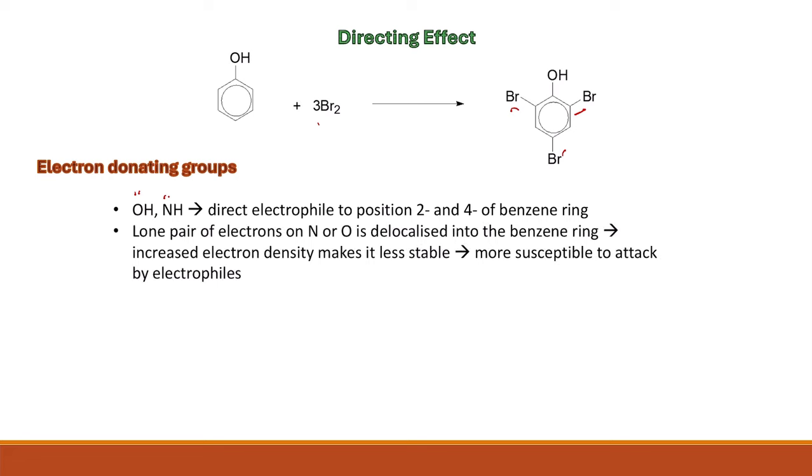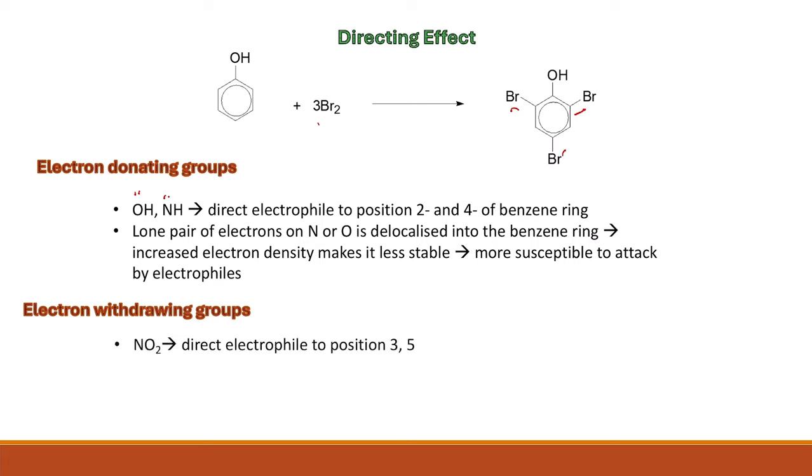Remember, the reason is that the lone pair of electrons on the nitrogen or oxygen are delocalized into the benzene ring, and that increases the electron density and makes the benzene ring less stable, so it becomes more reactive basically and more susceptible to attack by an electrophile. Electron withdrawing groups like the nitro group will direct the electrophiles to positions 3 and 5. This is why when we had nitrobenzene and we said that if we heat it to a higher temperature, it's going to give you the 1,3,5-trinitrobenzene.